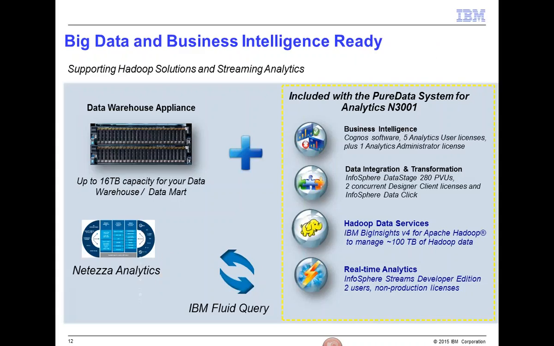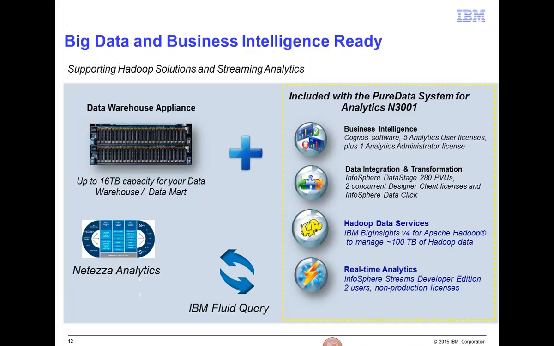So what also comes with PDA is some additional software entitlements, and they're listed there on the right. If you look at it, Cognos comes with 5 analytic users of Cognos and an administrator license. So if you don't have Cognos, you have licenses to use it and use it on your PDA box.